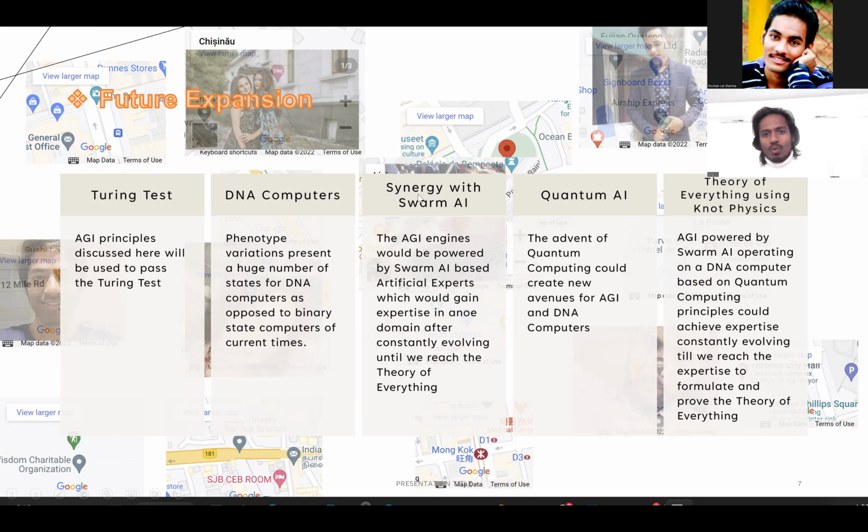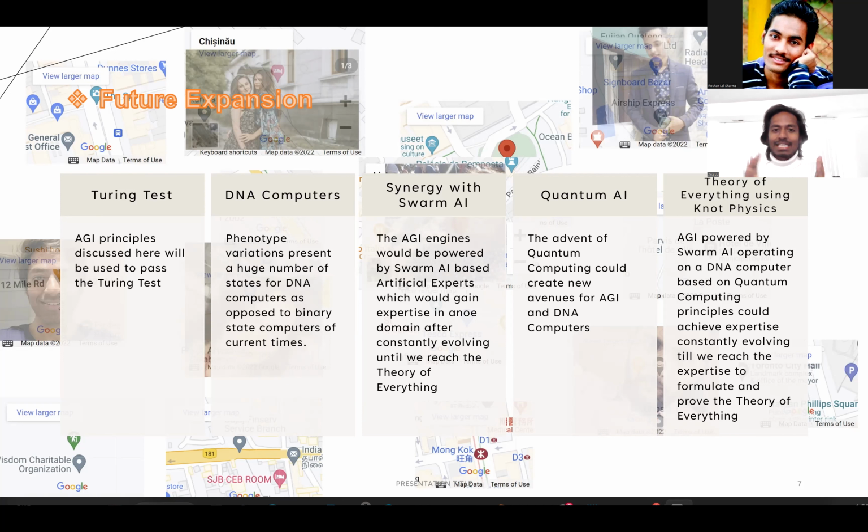So, synergy with Swarm AI. Swarm AI, as I talked about in another presentation, is going to be a collective intelligence with individual Swarm devices. The Swarm device could be a human being, a computer, or any entity. That entity will have individual intelligence as a Swarm device, and you'll have collective intelligence, collective Swarm intelligence, and you'll have artificial experts.